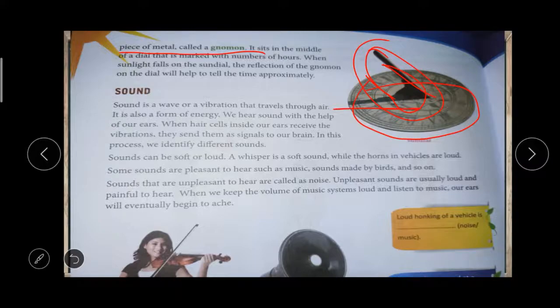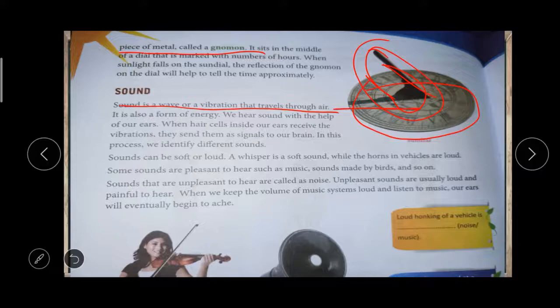The next one is sound. Sound is a wave or vibration that travels through air. We hear the sound. So what is sound? It's a wave, it's a vibration. Vibration means, while you are talking, touch your throat. Do you feel any vibration? While you are talking, do you feel any vibration? That is the sound. That vibration travels through the air. That is the vibration, that is the sound. It's also one form of energy.